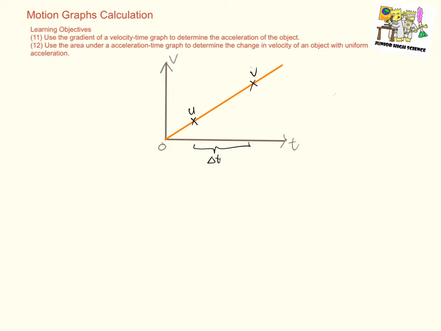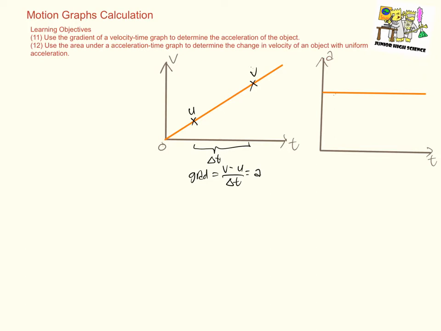The gradient here, the equation will be the final velocity minus the initial velocity divided by time interval. And hey, this equation actually looks pretty familiar. This is simply just your acceleration value. So we have then established that the gradient of a velocity time graph will give us the acceleration of the object across the same time interval.